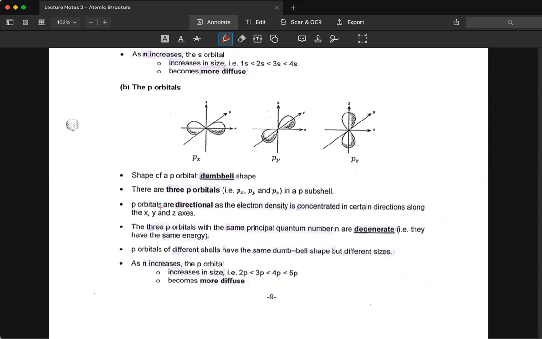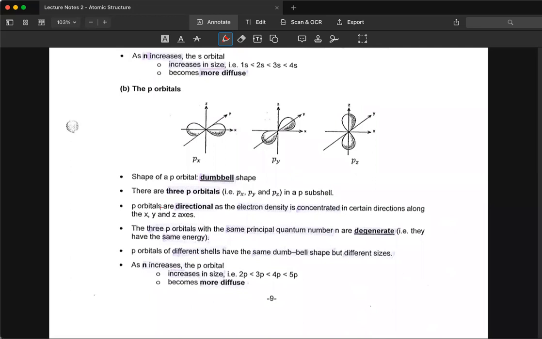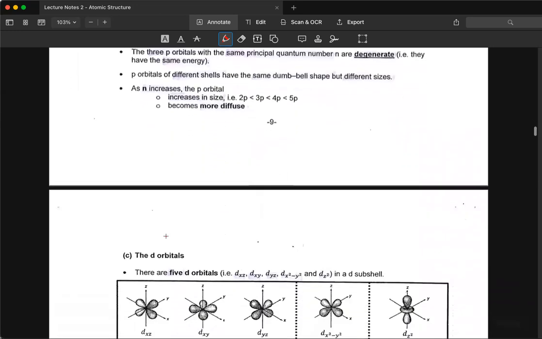Degenerate means they have the same energy. So x, y, z are of the same energy level. And p orbitals of different shells have the same dumbbell shape, but different sizes. So you expect a principal quantum number 3 to have a larger size of p orbitals than the one from 2. So as n increases, the p orbital will increase in size, with 5p having the largest size and 2p the smallest. And the p orbital is known to be more diffuse because there is a greater unevenness in distribution of the electrons as the orbitals grow in size.